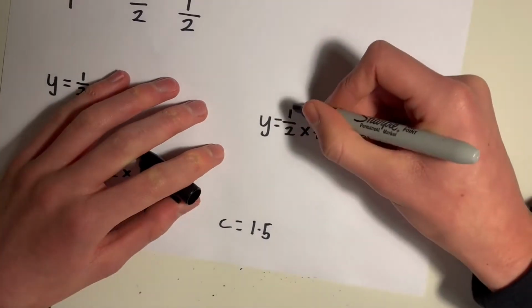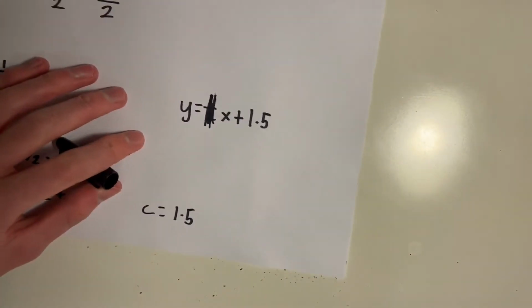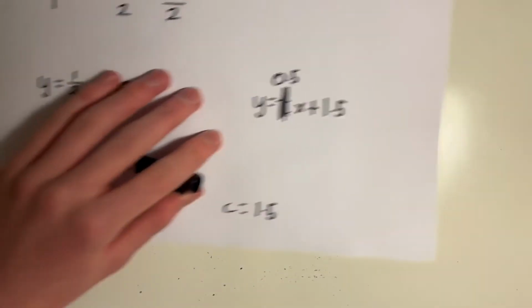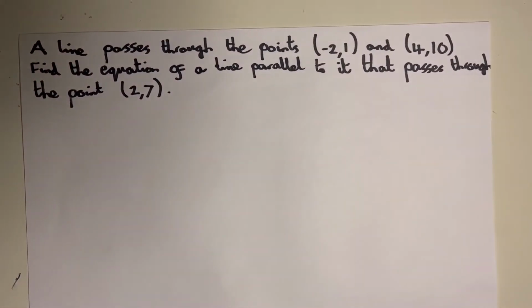I'll probably write it as 0.5x actually, because if we write that in decimals, we may as well write the rest of it in decimals. So yeah, I'll show you another example question which could come up in an exam.